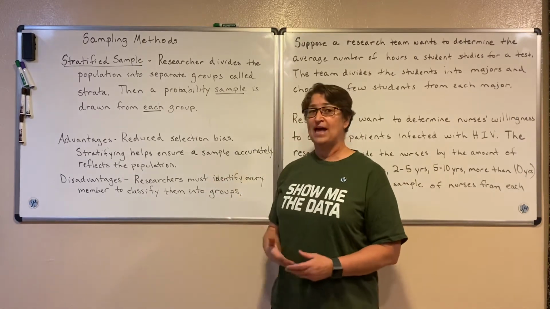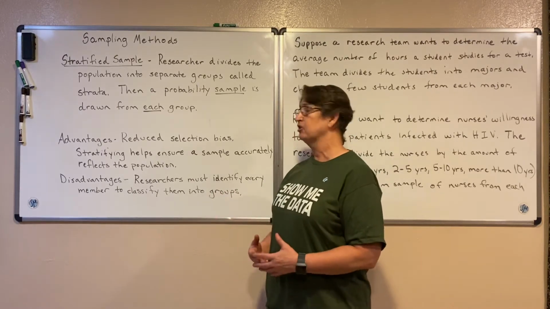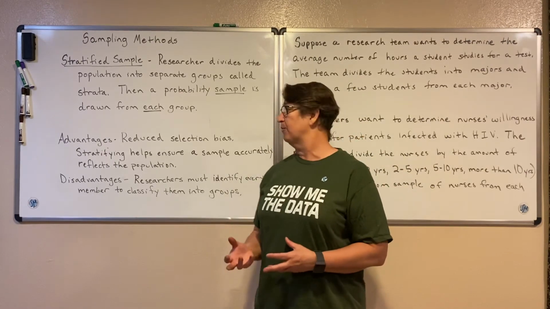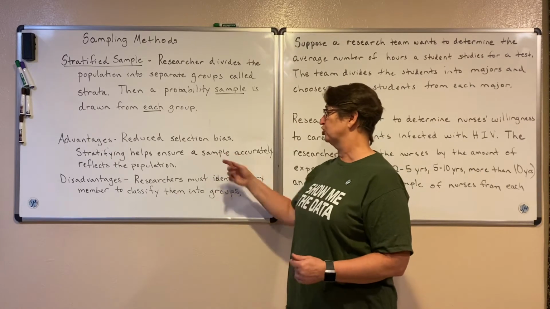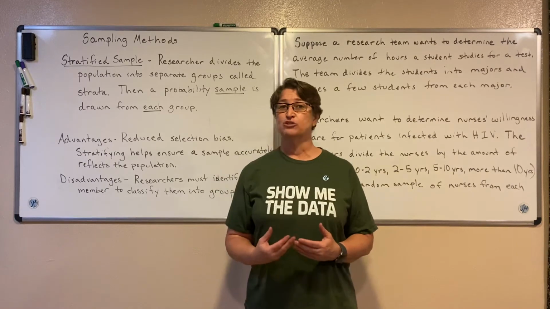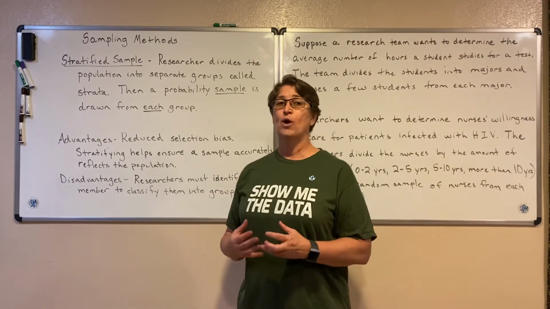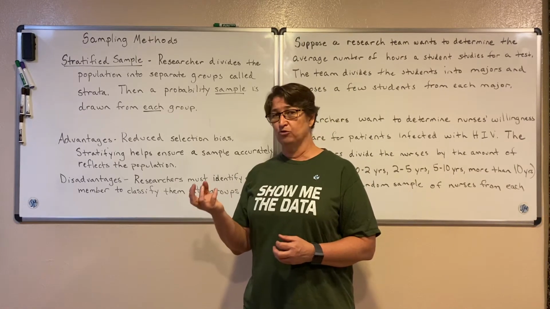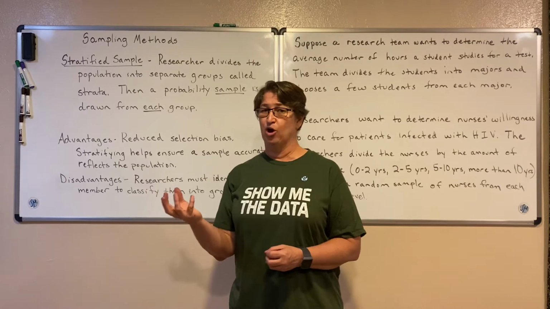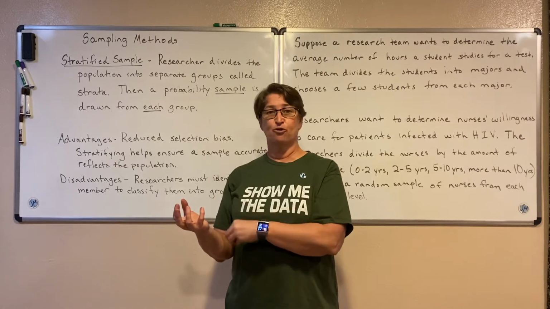Now, there are a lot of advantages to using a stratified sample. A stratified sample can help to reduce the selection bias so that our sample is very representative of our population. And it helps to ensure that a sample accurately reflects that population. And we can even make it more specific. Sometimes we can do something called a proportionate stratified sample, where each one of our groups is proportionate. So if this group is made up of 50% of my whole population, then in my sample, I choose 50% of my sample from that group.